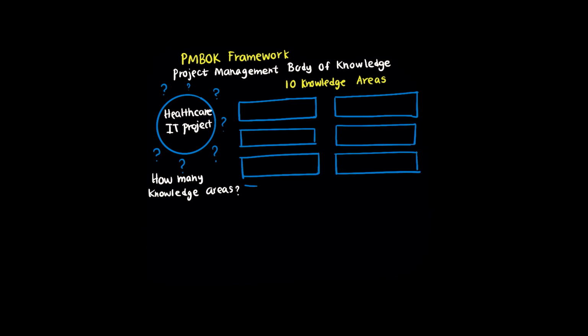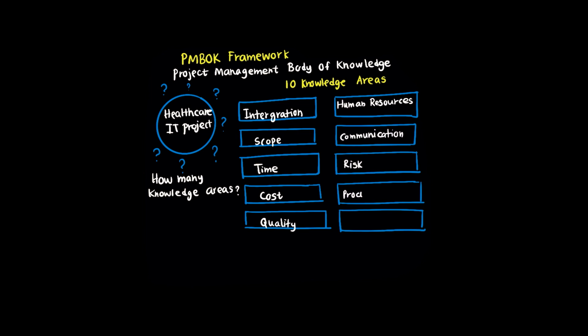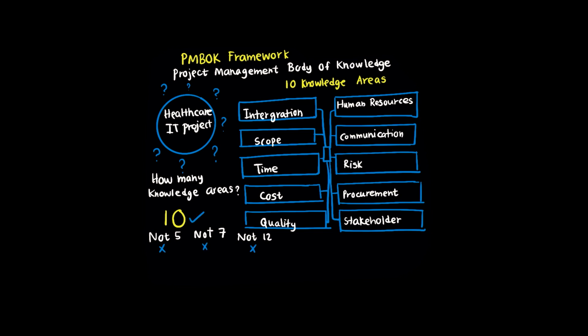in and out, time management for scheduling, cost management for budgets, quality management for standards, human resources management for your team, communication management for stakeholder interaction, risk management for threats and opportunities, procurement management for vendor relationships, and stakeholder management for identifying and engaging everyone affected. Together, these 10 areas ensure nothing falls through the cracks. Not 5, not 7, not 12. Exactly 10 knowledge areas covering the full spectrum of project management responsibilities.